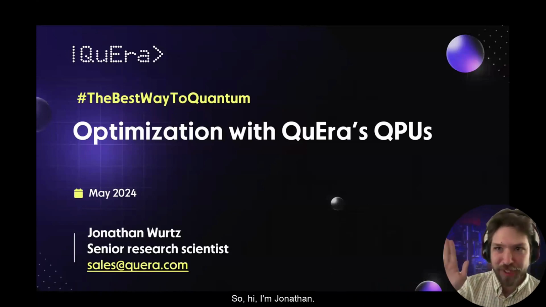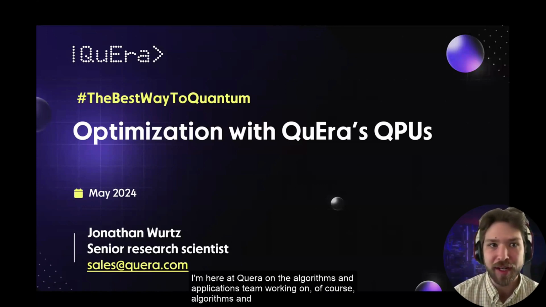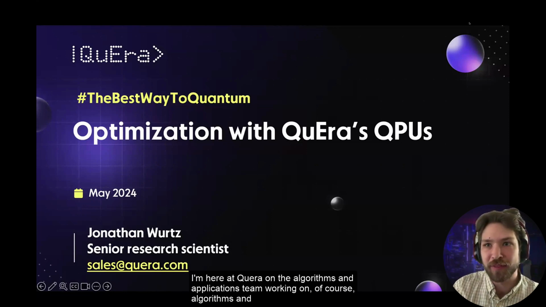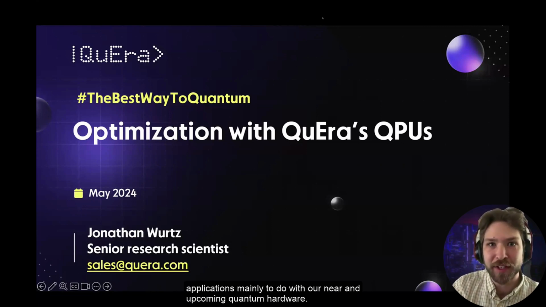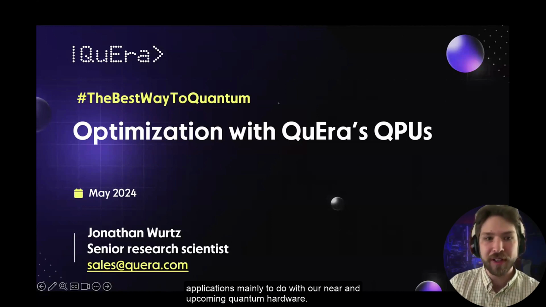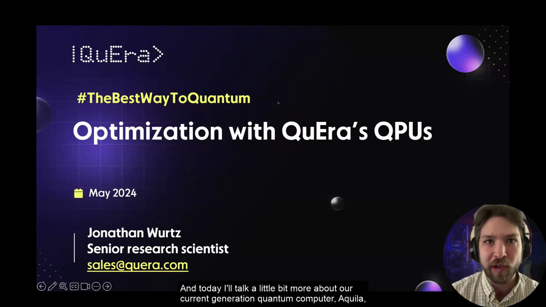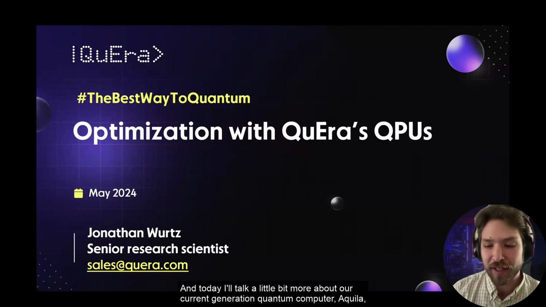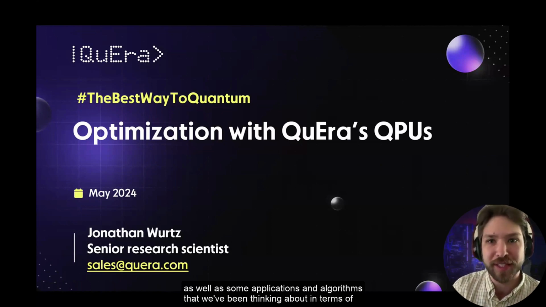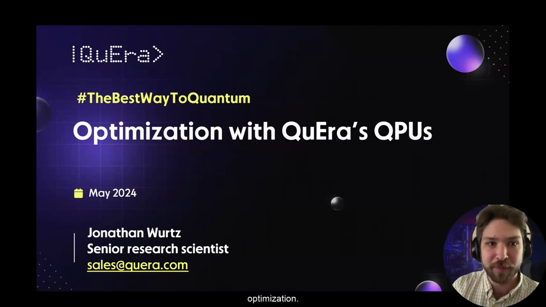So hi, I'm Jonathan. I'm here at QuEra on the algorithms and applications team, working on, of course, algorithms and applications, mainly to do with our near and upcoming quantum hardware. And today I'll talk a little bit more about our current generation quantum computer, Aquila, as well as some applications and algorithms that we've been thinking about in terms of optimization.